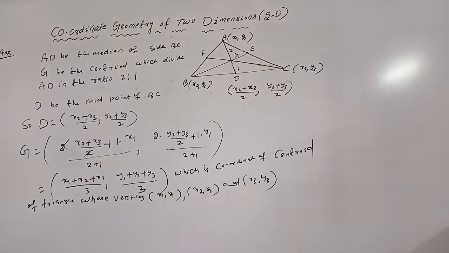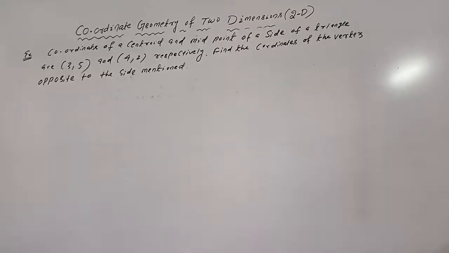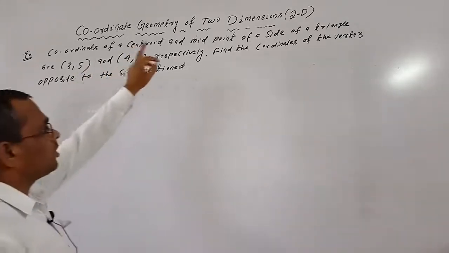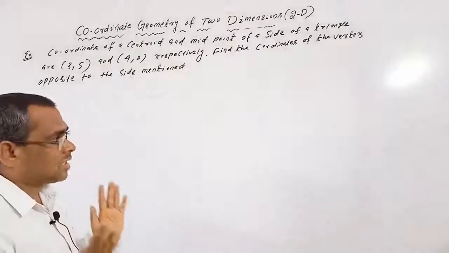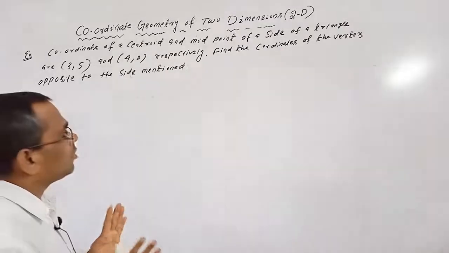We do another good problem. The coordinates of a centroid and midpoint of a side of a triangle are 3, 5 and 4, 2 respectively. Find the coordinate of the vertex opposite to the side mentioned. So in that question, what is given and what do we ask? The centroid and the midpoint of a side. So in a triangle, one centroid is given, and the midpoint of one side.